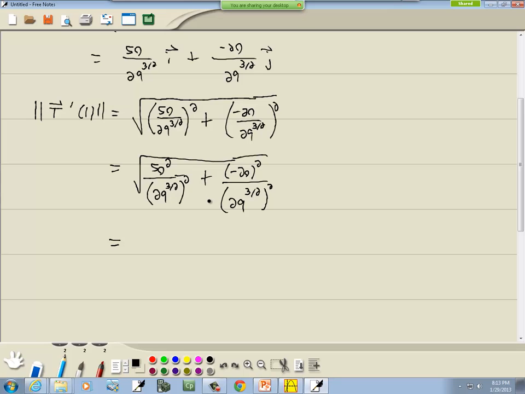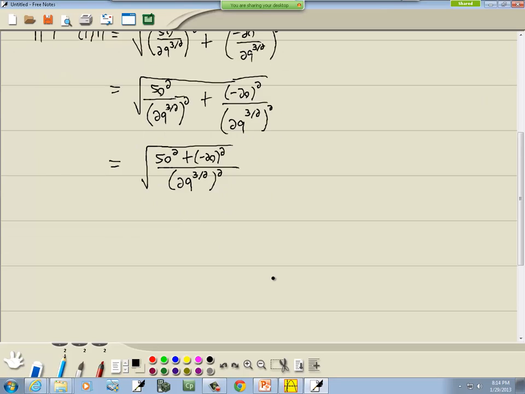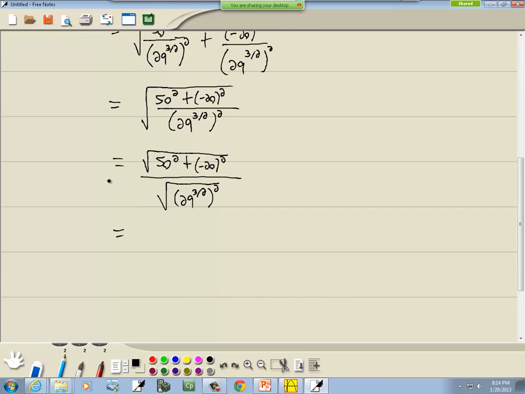Now since they have the same denominator, I can merge them into a single fraction. So we got the square root of (50 squared plus negative 20 squared) over (29 to the 3/2 power) squared. And a property from intermediate algebra says if you have a fraction inside of a square root, you can put a square root on top and a square root on the bottom. So we're going to have the square root of 50 squared plus negative 20 squared, and then the square root of (29 to the 3/2 power) squared. Up on top, we got 50 squared, which is 2,500, plus negative 20 squared, which is 400. On the bottom, when your index matches the power, they cancel each other out. So we're left with 29 to the 3/2 power.